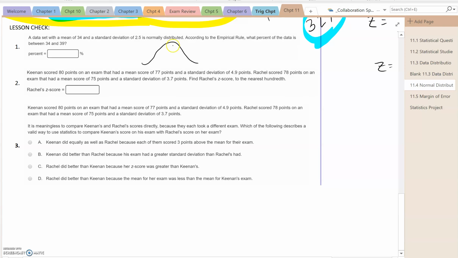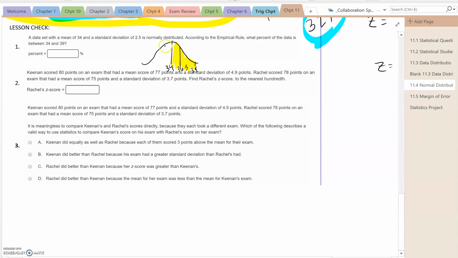So our mean is 34. And our standard deviation is 2.5. So one standard deviation above will be 36.5. 2 standard deviations above is 39. So it wants to know what percent of the data is between 34 and 39. What's interesting here is that's only 1/2 of the 2 standard deviation percentages, right?